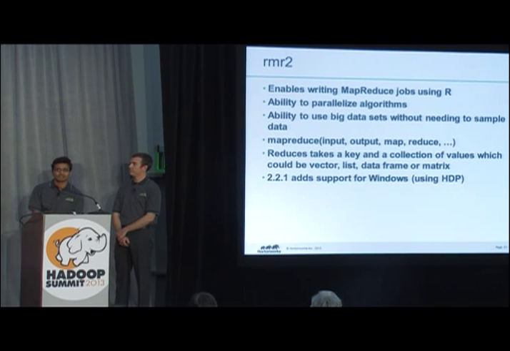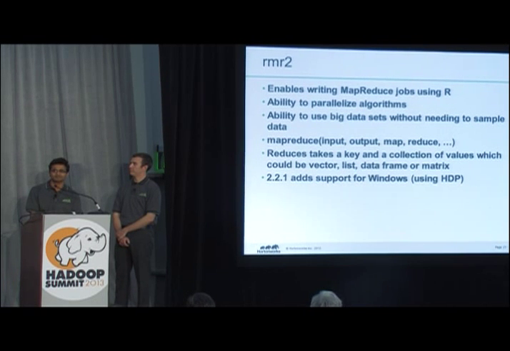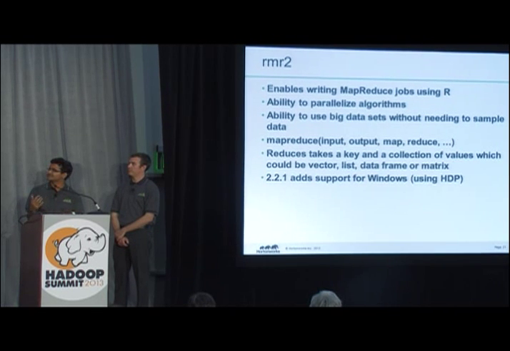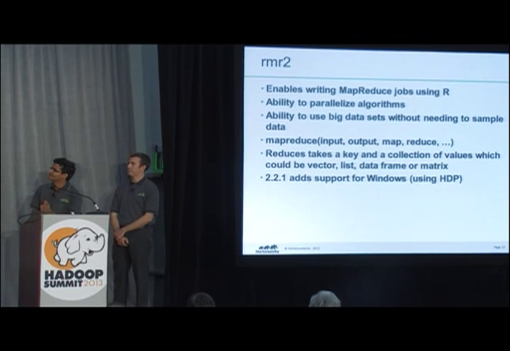RMR2 is actually the key library in the RHadoop framework. This is the part that uses Hadoop streaming extensively. If you look at all these components, this is the one component which gives you the ability to write parallel algorithms using the Hadoop framework.